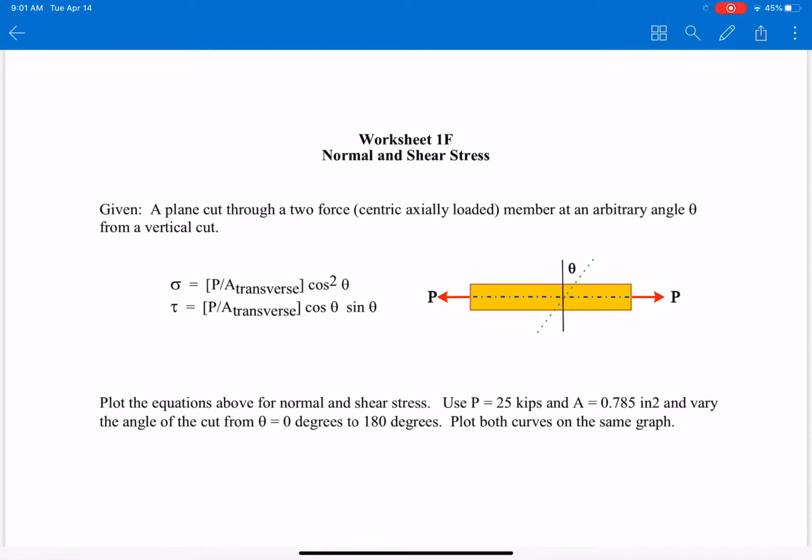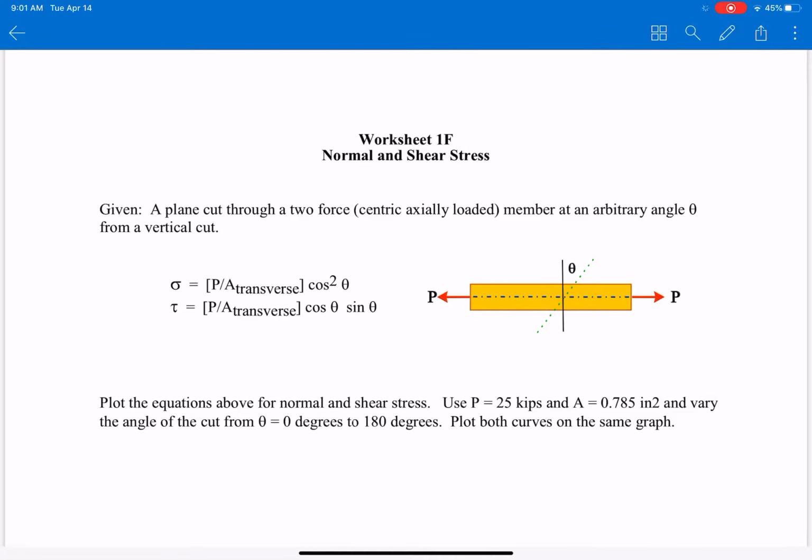You see problem 1F for lesson 1. This applies the normal and shear stress for a centric axially loaded member when we cut a face that forms an angle theta from the transverse. The transverse means perpendicular to the longitudinal axis.